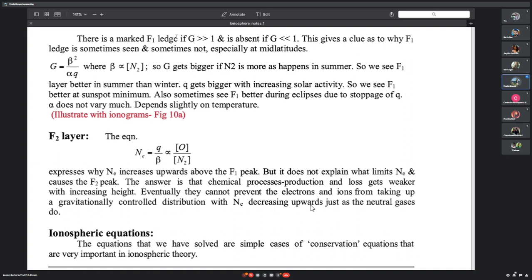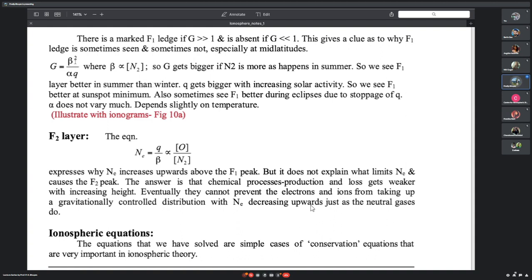So that is seen in your ionograms when you have Z more than one, large. This is not only more than one, it is quite large compared to one. Z can be quite large compared to one when F1 is present. But when it is very, very small compared to one, that second term itself becomes small or negligible, it is only one, so N is much less. So this gives a clue as to why F1 ledge is sometimes seen and sometimes not. Sometimes F1 is present, sometimes F1 is not present, okay?